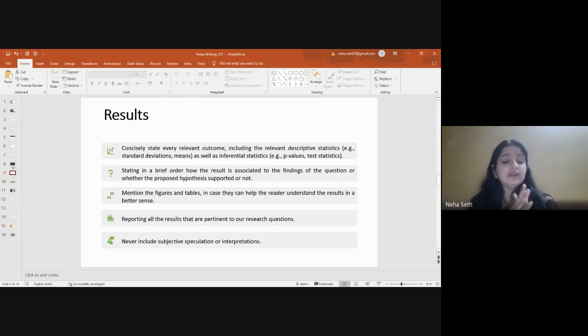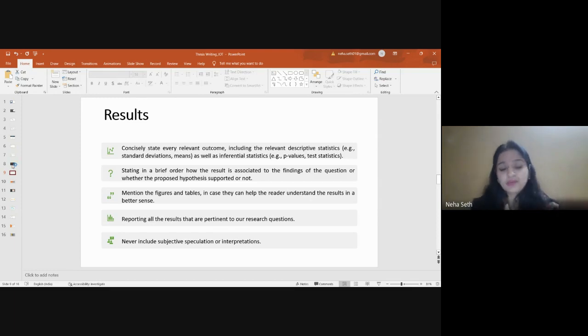Then, report all the results that are pertinent to our research question. So we have to give all the figures, tables, and values that can clearly justify our research questions. It will never include subjective speculation and interpretation. Anything speculative in nature, or anything you're not clear about, or where you're not getting clear-cut results, should not be mentioned in this chapter. This is just a results chapter where you're presenting the results. You're not giving the interpretation of the results.